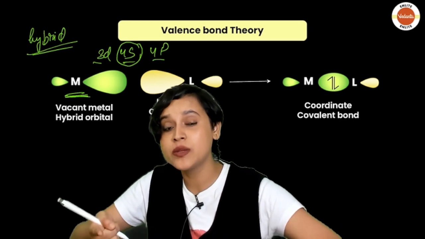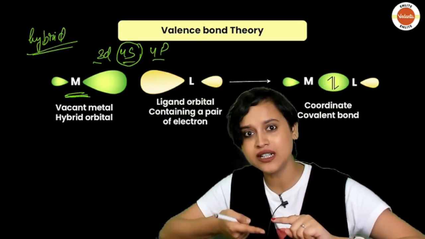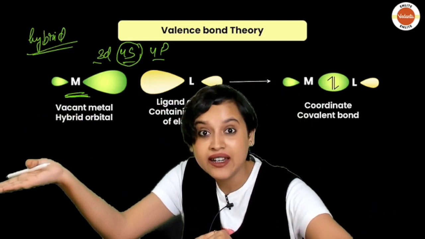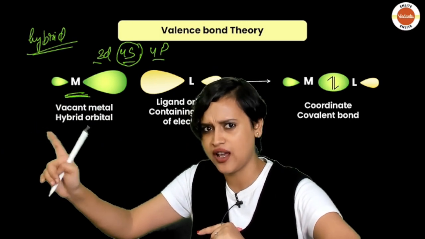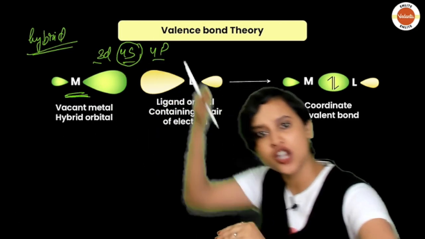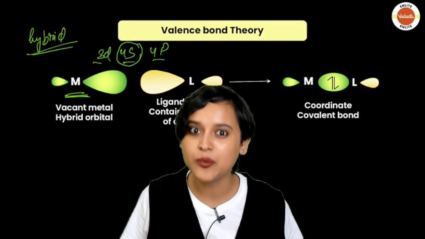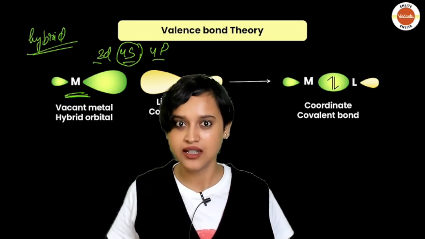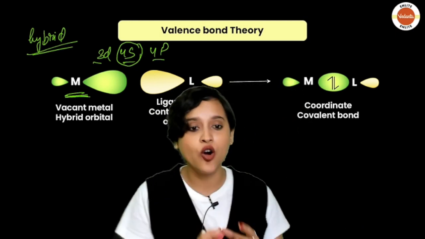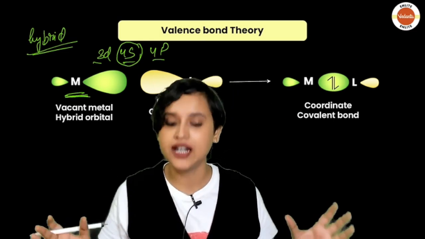For that bond formation, now what did the metal do? The metal had electrons in its own orbitals. But before it could give the rooms to the ligand, it said that, sure, we will share, but I'm going to empty the orbitals, shift this here, and then you can come and fill up the room. Getting my point? So the central metal atom or the metal ion has a number of empty orbitals in which it can accommodate the electrons.